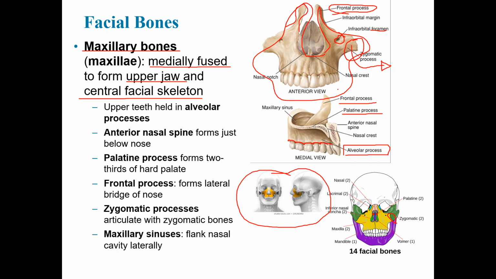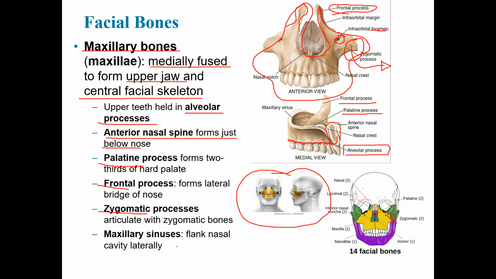So again, the location is important. The processes tell you which bones it articulates with. And then another feature here that we didn't talk about is the anterior nasal spine. It forms just below the nose, okay. Here it's another feature of this bone. The alveolar processes house the upper teeth, okay.